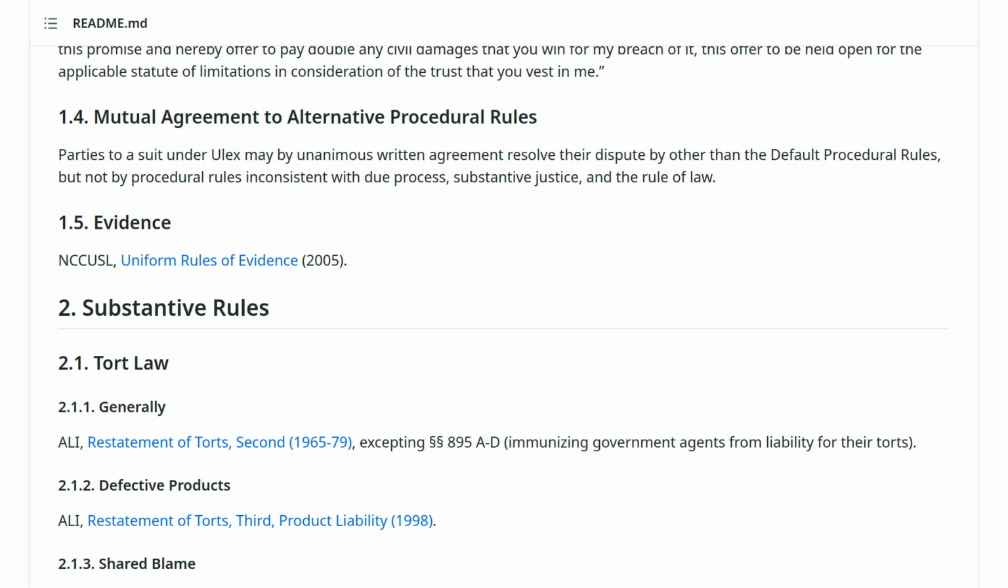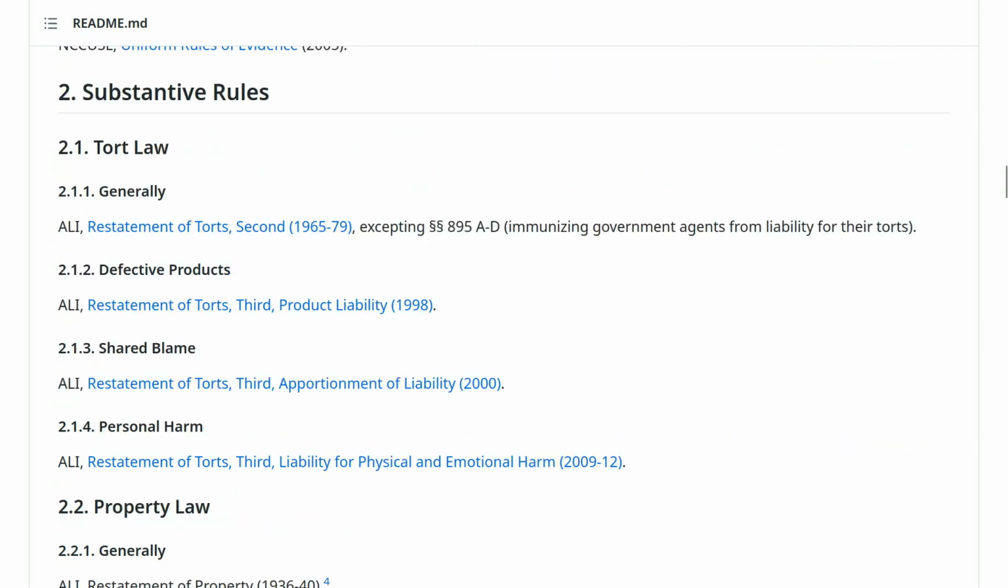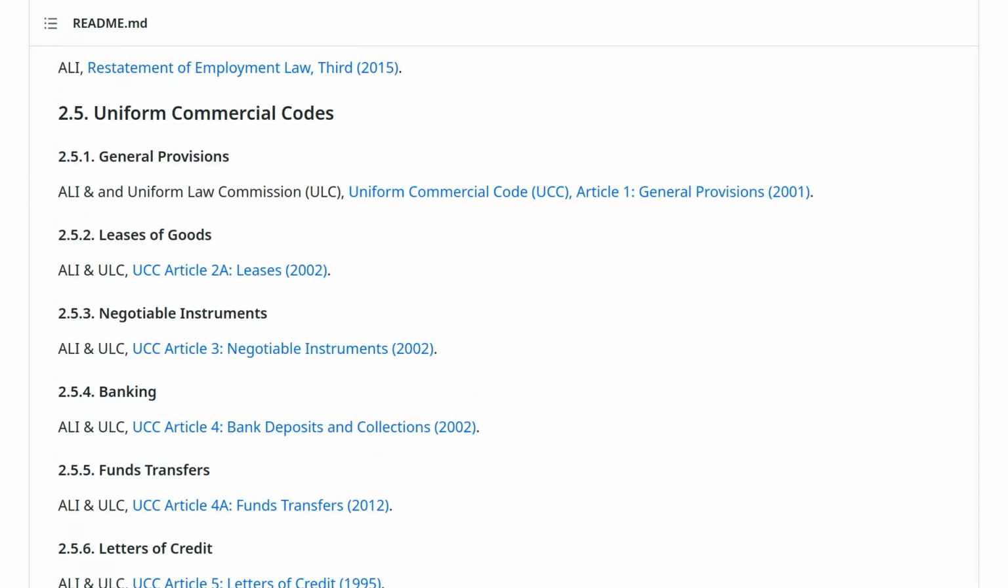This document, this legal operating system, doesn't have all the laws written in it. It has a lot of links. So we go down into substantive rules, and there are lots of links, some to law textbooks, and others to PDFs. The ones that say ALI are mostly to hardbound law textbooks, and the ones that say ULC, the Uniform Law Commission, which is a really cool organization, are mostly available in PDFs, which is great.